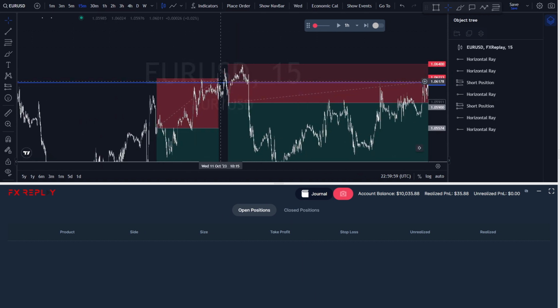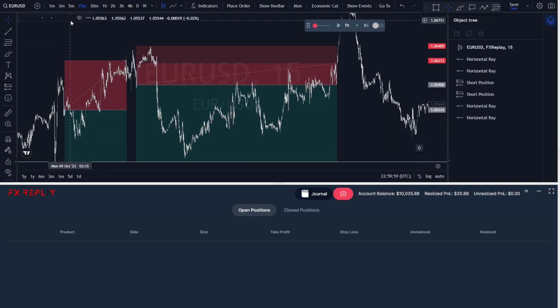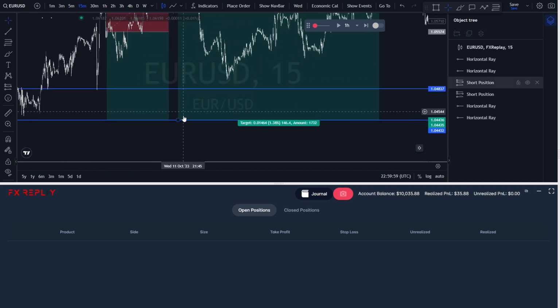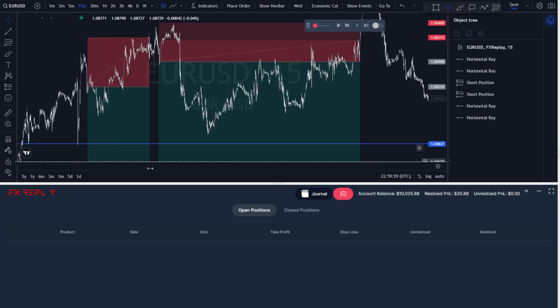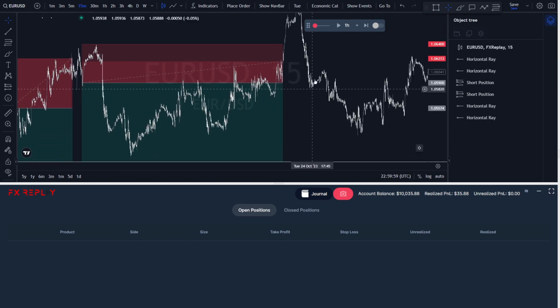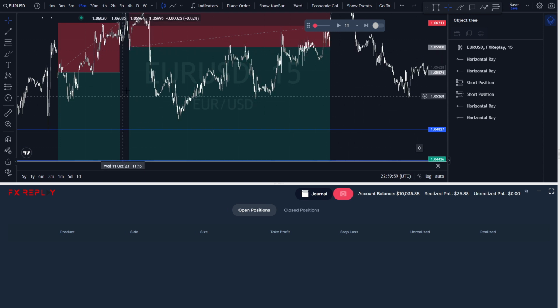So right here, I was salty that I lost this trade. What did I do? I entered for a trade again, same take profits. First one here, second one here. And what happened? Got stopped out again, because I got emotional, you know?